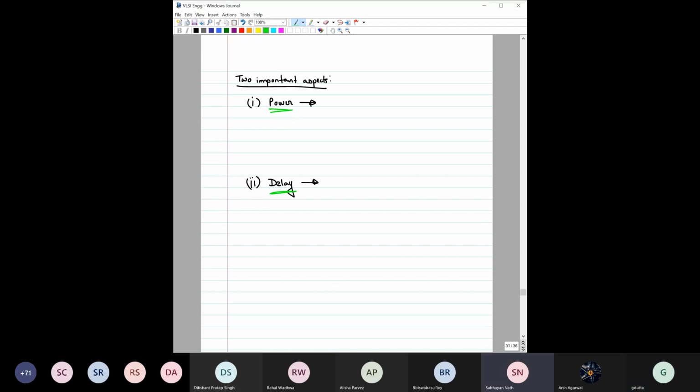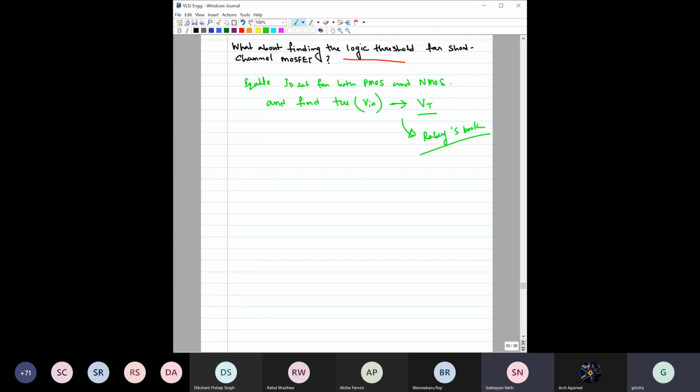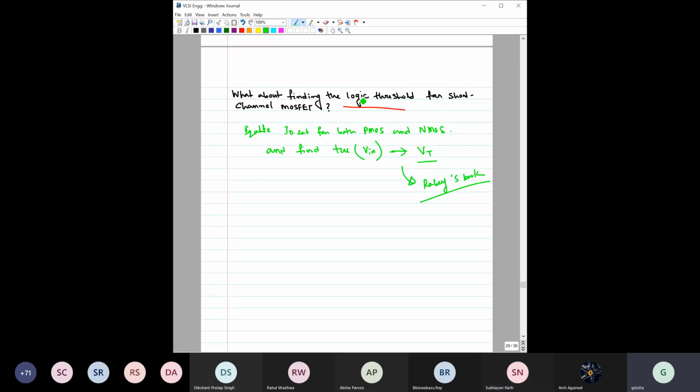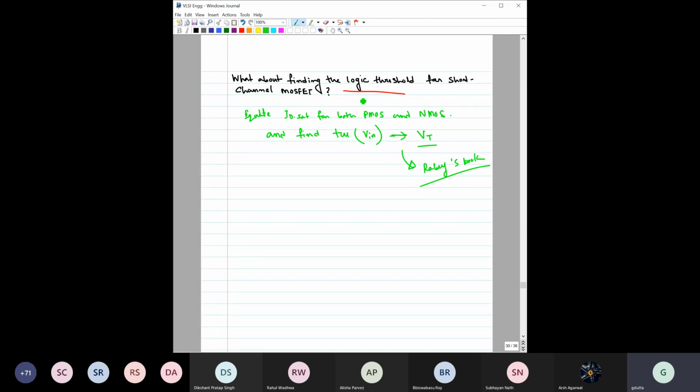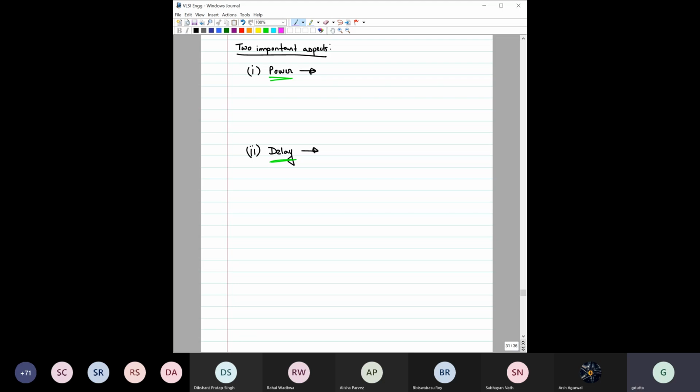Sir, one question. The VDSAT for PMOS and NMOS are different, right? Yes. So we can keep it like this: for NMOS we can write VDSAT N, and for PMOS we can put VDSAT P. Yes, they are different because one is for holes and the other is for electrons. So one is power, the other one is delay.